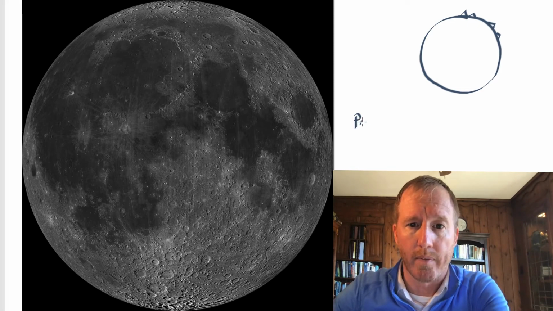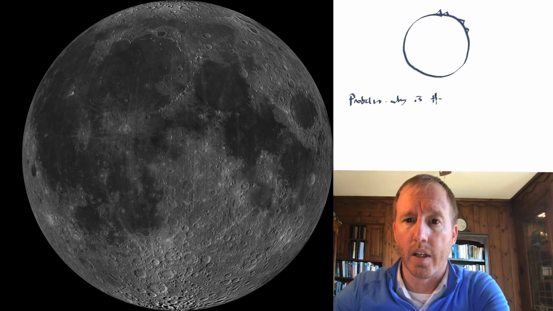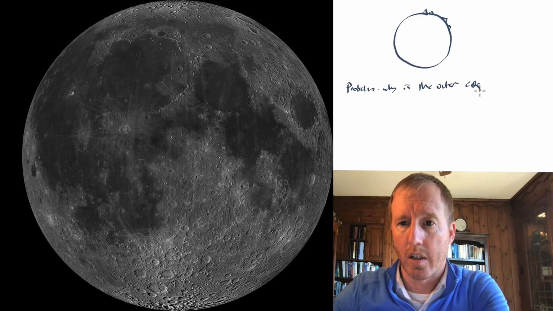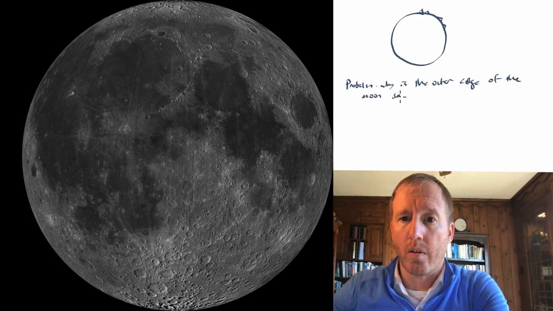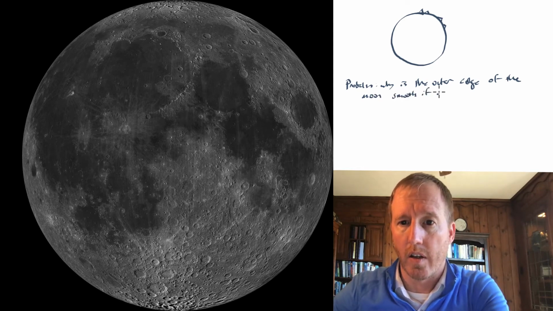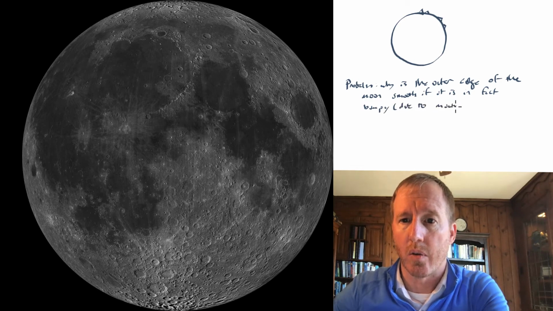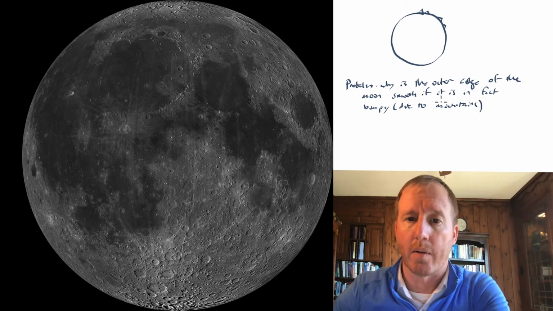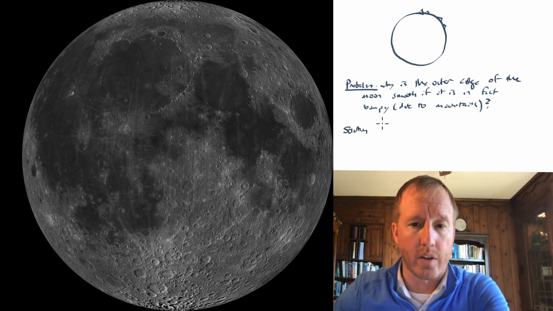So here's the problem. Why is the outer edge of the moon smooth if it is in fact bumpy due to mountains? So why does it appear smooth if it is in fact bumpy? Okay, so that's a problem. And he comes up with a couple of solutions, and you can decide whether you think that these are plausible.